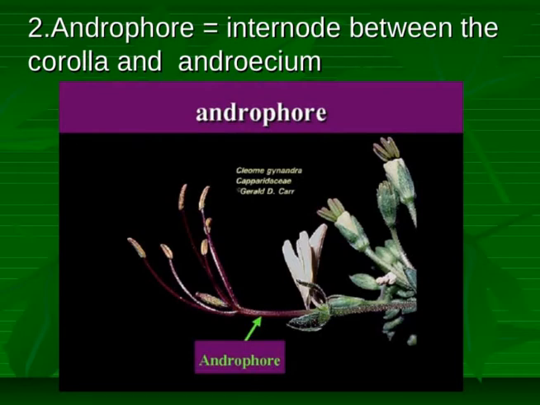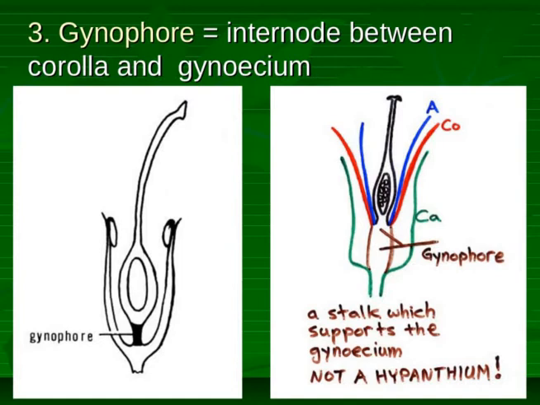The distance between corolla and androecium, you know that there are four whorls: calyx, corolla, androecium and gynoecium. So the distance between corolla and androecium is called the androphore. And the internode between corolla and gynoecium is called the gynophore.